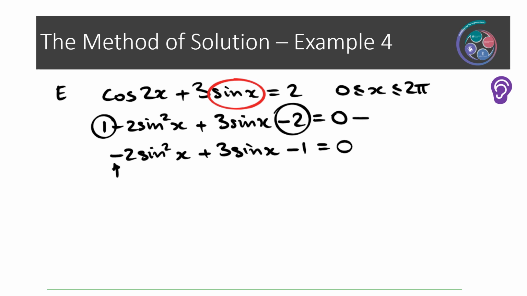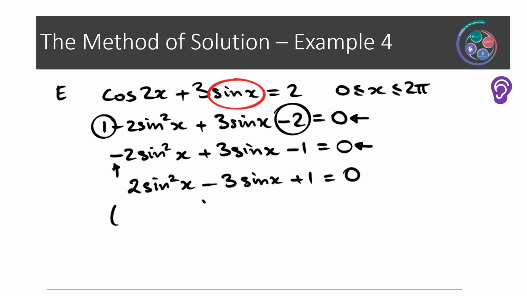One of the reasons that we made the right hand side 0 is that as soon as we make it 0, that gives us license to change this to positive 2 sine squared x minus 3 sine x plus 1 equals 0. Please note you can only do it because it equals 0. We can't just change signs willy-nilly at any point in the course. We need to have it equal to 0 and then we can change the signs. Okay, so now we've changed the signs, we can think about factorising.